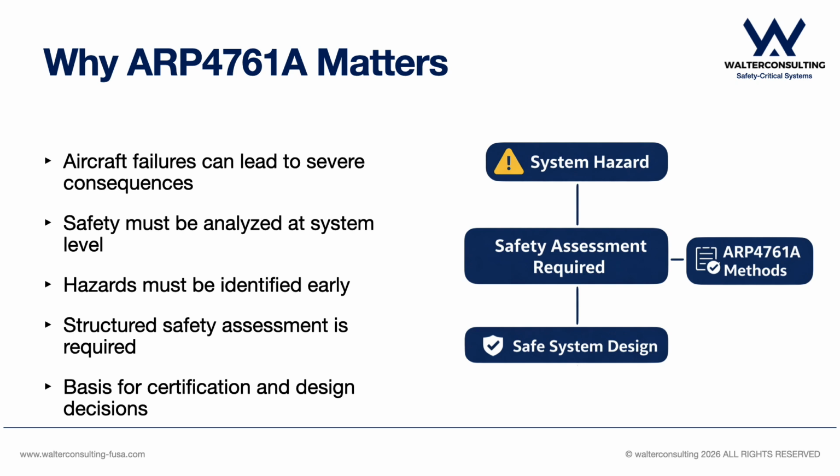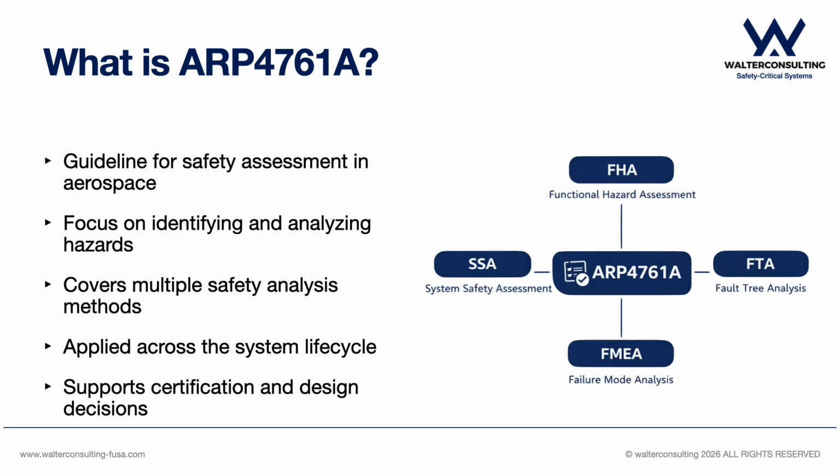ARP4761A provides the methods to perform this analysis in a consistent and systematic way. So what is ARP4761A? ARP4761A is a guideline for safety assessment in aerospace. It defines how hazards are identified, analyzed, and managed. The standard includes a set of structured methods. These include functional hazard assessment, fault tree analysis, and failure mode and effects analysis. These methods are applied across the system lifecycle. They support both design decisions and certification activities. So ARP4761A provides a consistent framework for analyzing safety in aircraft systems.